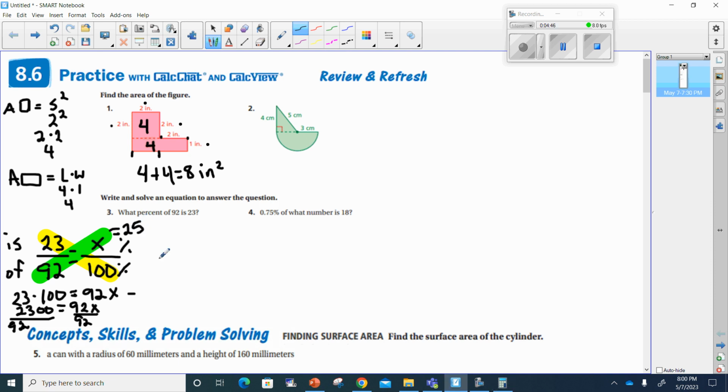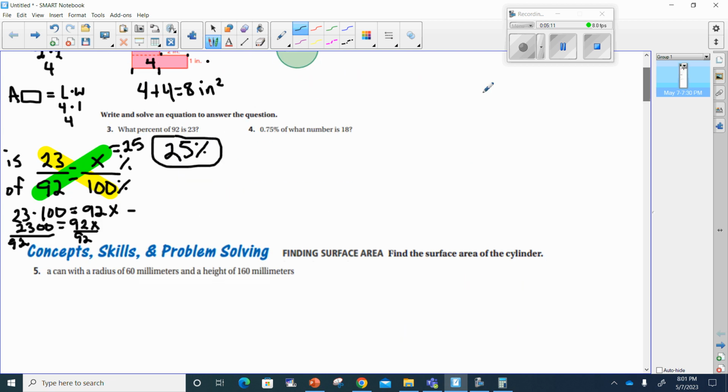So that's the answer to our question. Basically, 25% of 92 is 23, however you want to say it. Our answer to number 3 is 25%. All right, let's go ahead and move down. You have number 4 to do.